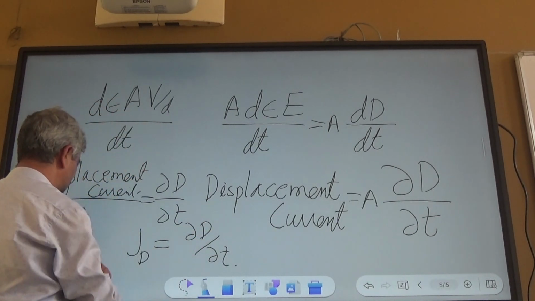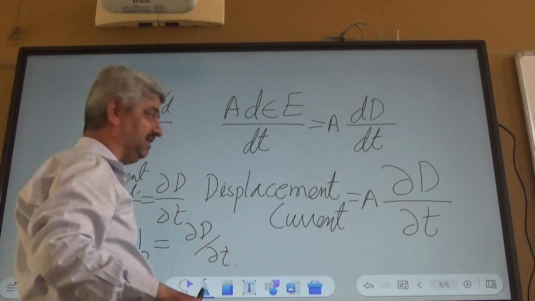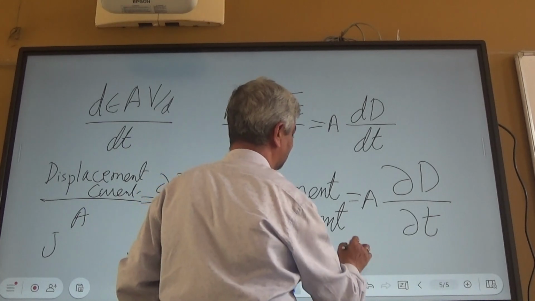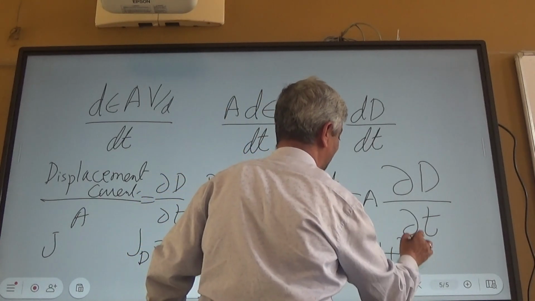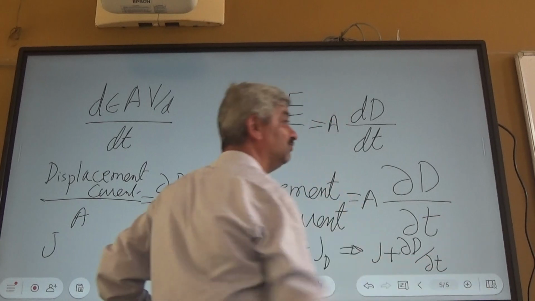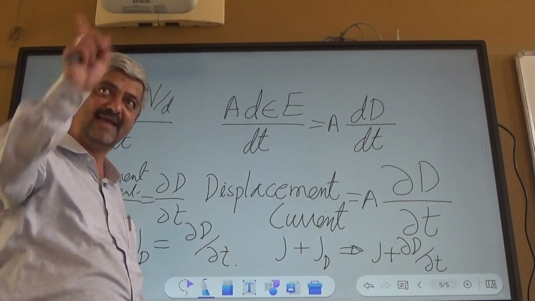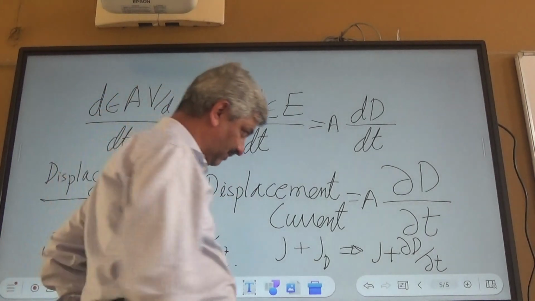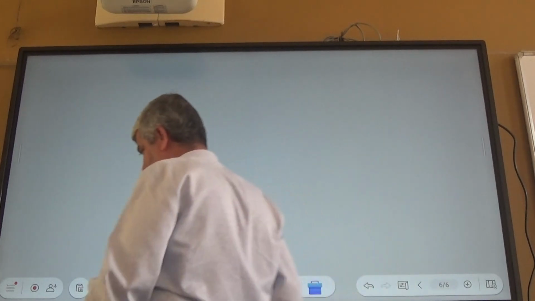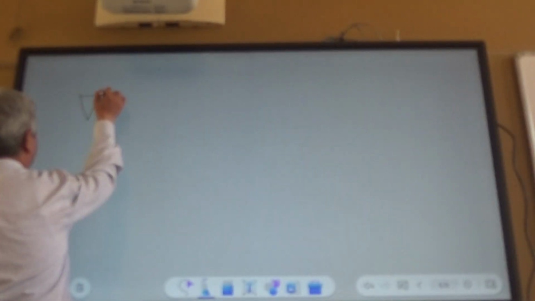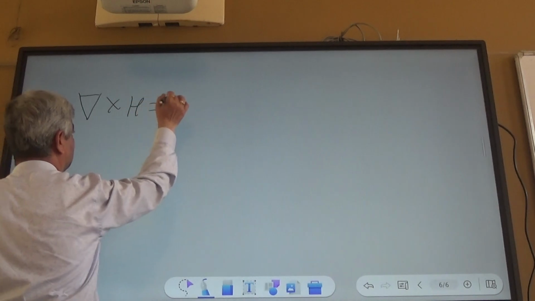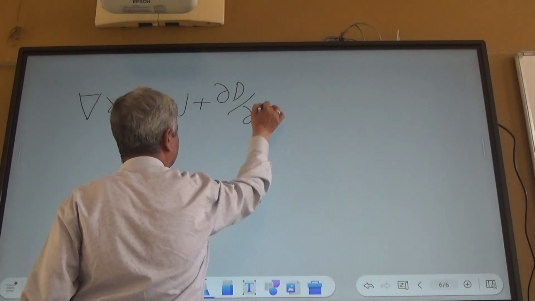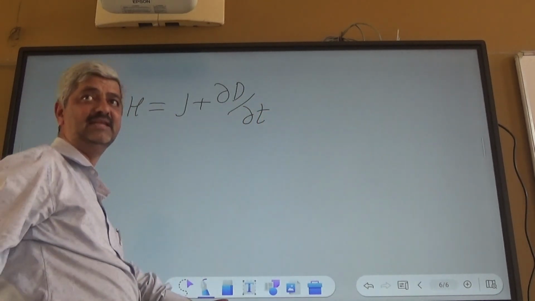And normally you have got J as current density. So total current density is J plus JD, that is J plus delta D by delta t, which we had not taken into consideration in Ampere's law. So I will give a further hint that Maxwell's equation gets changed to del cross H is equal to J plus delta D by delta t.